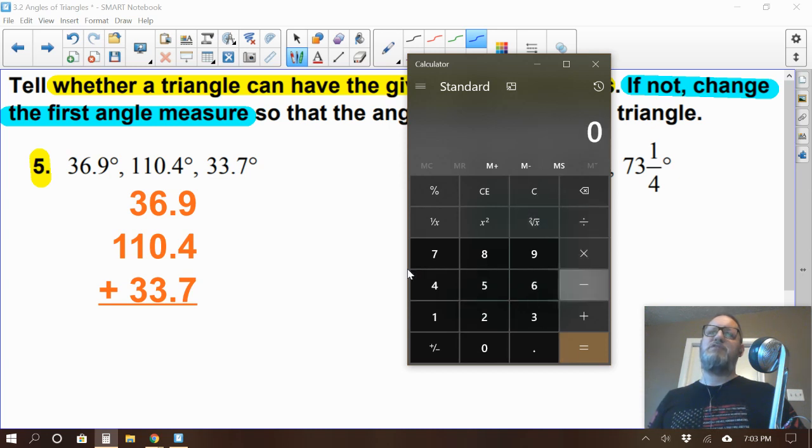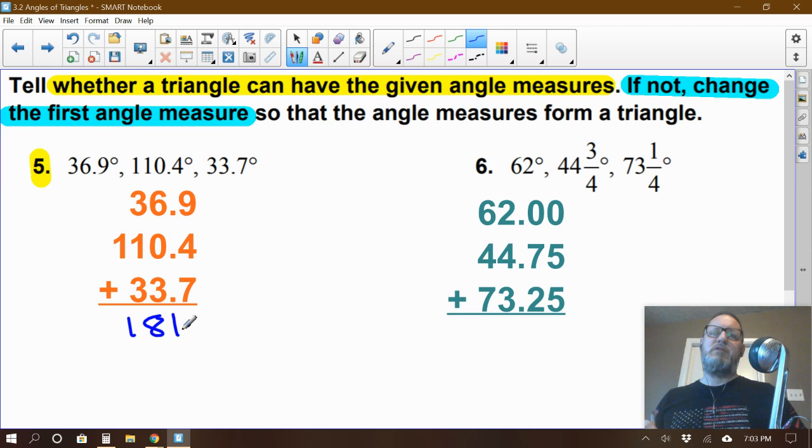Oh my goodness, let's start over. 36.9 plus 110. I did it again, didn't I? 110.4 plus 33.7. There we go. 181. Okay. Does that form a triangle? No. We know this is supposed to be 180. So this is 1 degree too much.